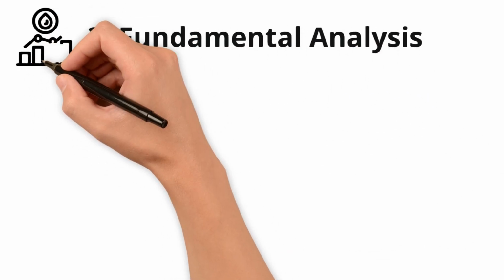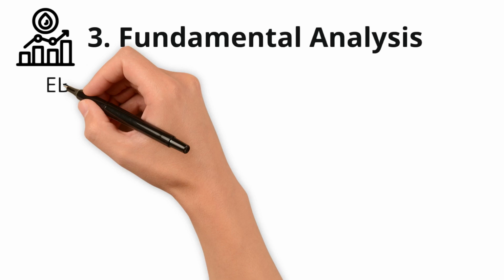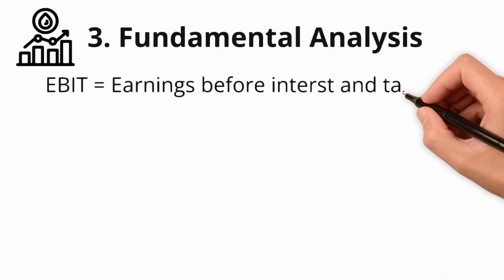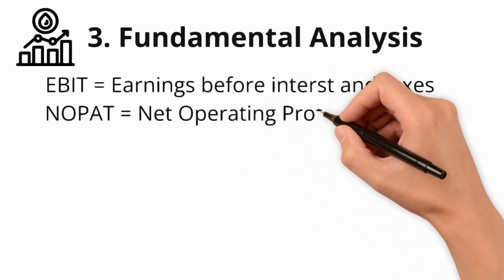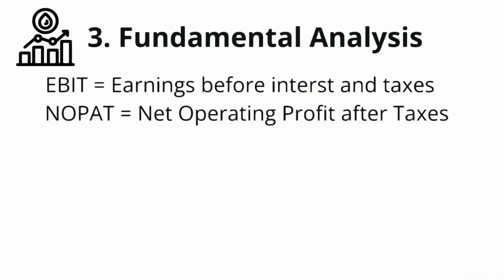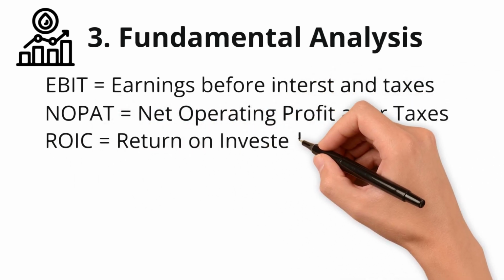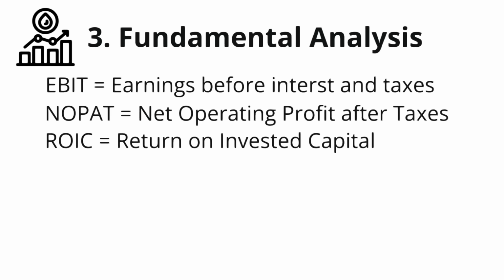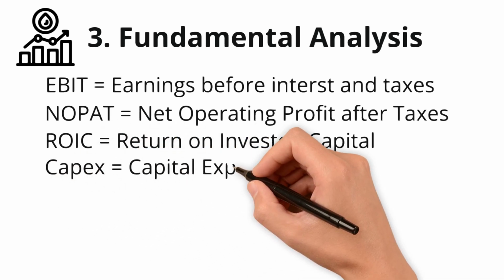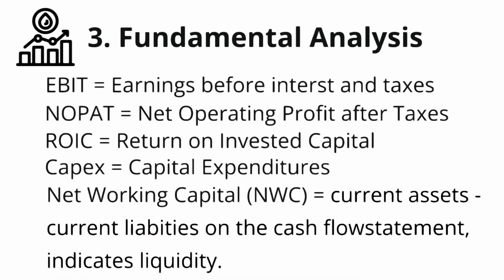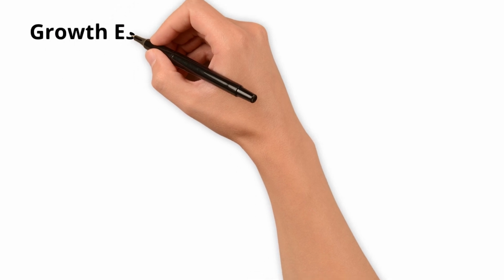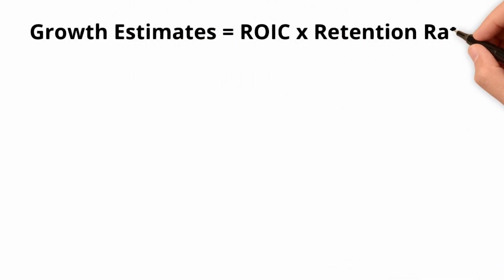Before we dive in, here are a few acronyms and their definitions. EBIT equals earnings before interest and taxes, also known as operating income. NOPAT equals net operating profit after taxes. ROIC equals return on invested capital. CapEx equals capital expenditures. Net working capital equals current assets minus current liabilities on the cash flow statement, indicating liquidity. Okay, a little math here, but I will walk you through the process.